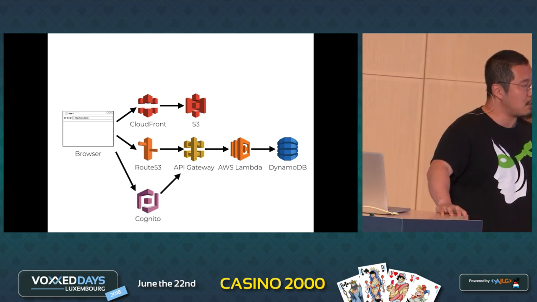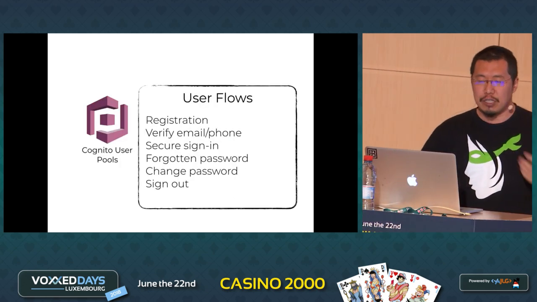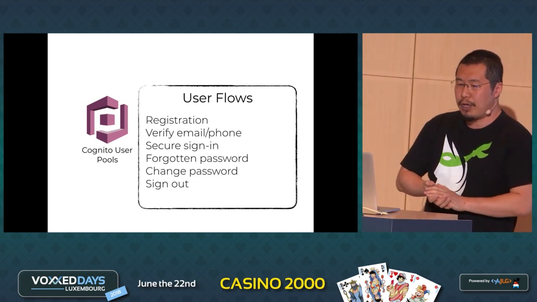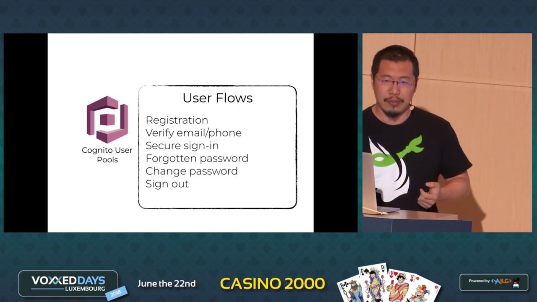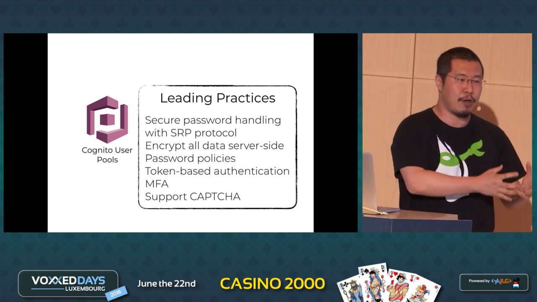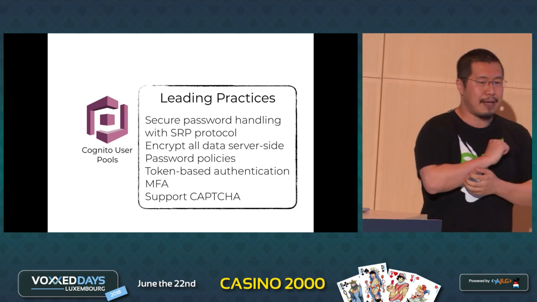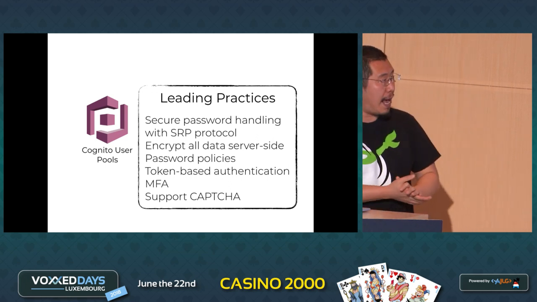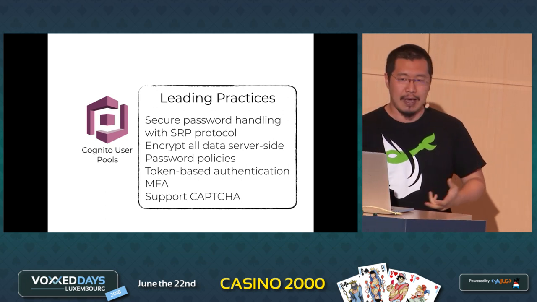And if you want to do authentication, you can also use the Cognito service that Amazon offers as well, which out of the box supports a number of the normal user flows that you want to implement, including registration, verification, login, logout, forgotten passwords, and so on. And out of the box, you get a number of leading practices in terms of how you handle and encrypt those passwords. The SRP protocol, or Secure Remote Password protocol, makes sure that the password itself is never actually stored anywhere, only a hash of it. And Cognito makes sure that all the data is always encrypted, and it supports MFA and CAPTCHA and so on.